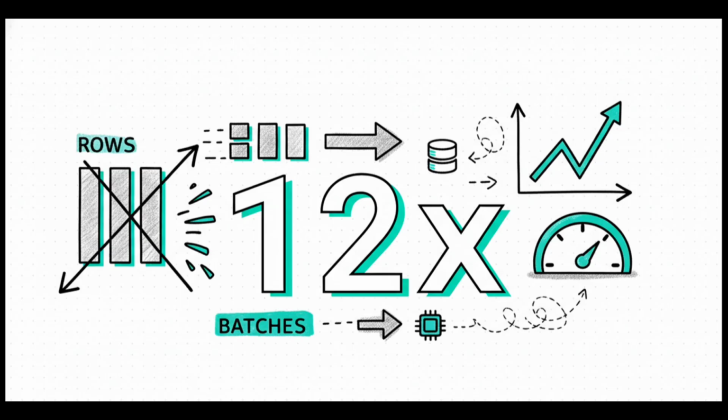It's a native C++ vectorized query engine. And what that really means is, instead of processing your data one slow row at a time, it processes huge batches all at once. The result? It dramatically speeds up SQL and data frame workloads. We're talking up to 12 times faster in some cases. And the best part is, you don't have to change a single line of your code to get that boost.